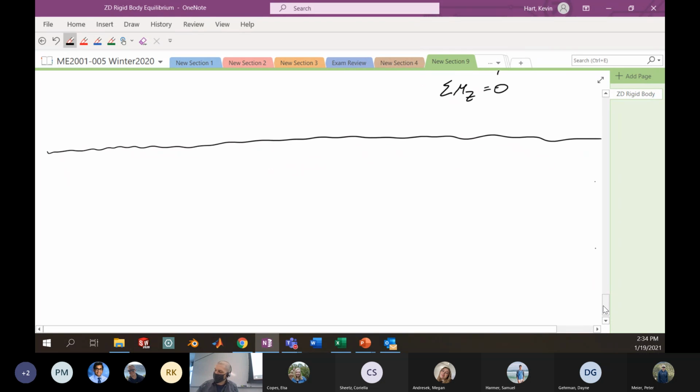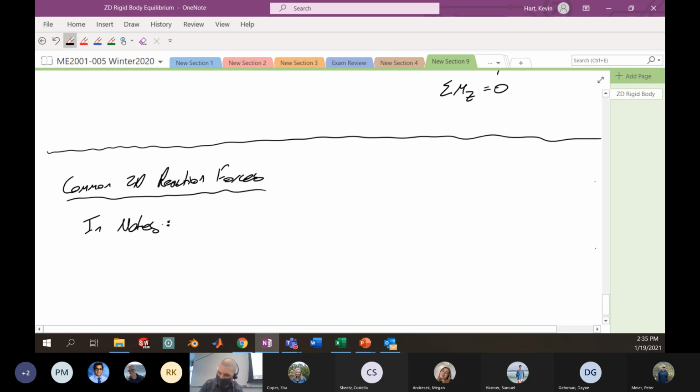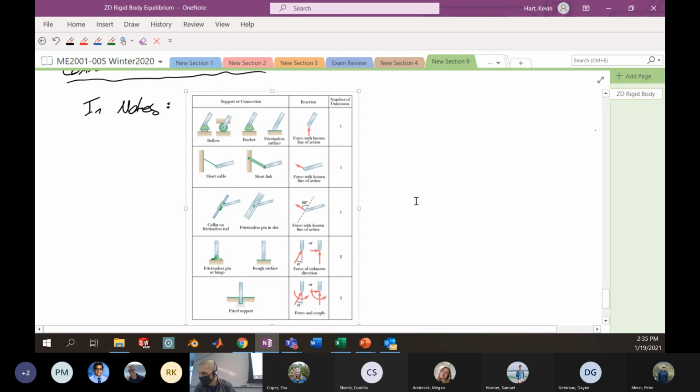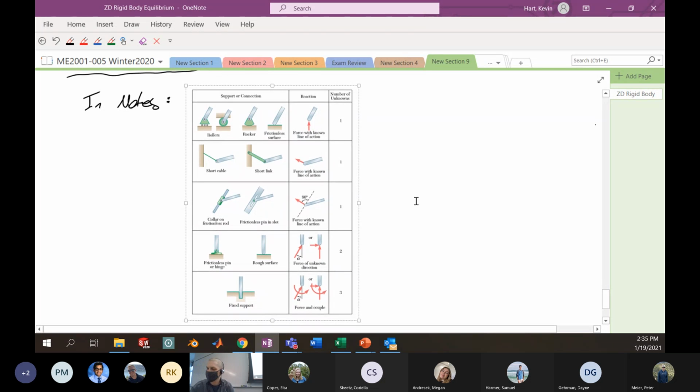Inside your notes, I've provided you with a chart that has the most common 2D reaction forces. And this is in your notes. You're probably not going to have time to copy this down, but I just want to bring it to your attention, okay?